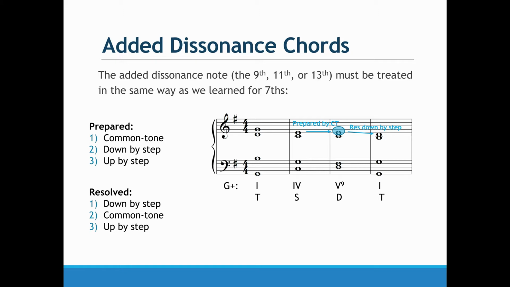In my example here in G major, the E constitutes the 9th of my 5-9 chord. I prepared that by common tone because that E does exist in my previous chord, and I was able to move out of that E by step because my D did exist in my next chord. Let's have a listen to what that sounds like in this progression.